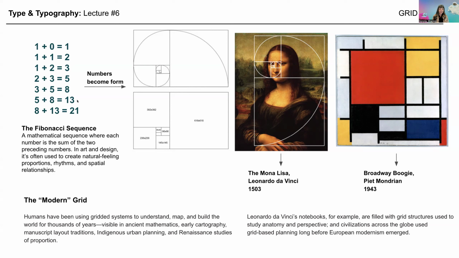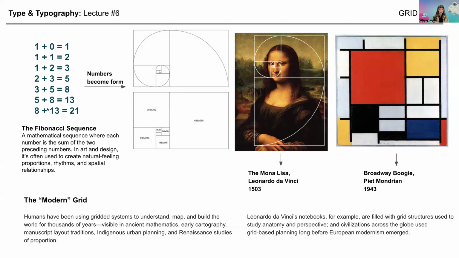Well, this series of numbers can be translated into form. And so what we see here is a 1 by 1 on top of a 1 by 1 equals 2 by 2. And if we add 1 and 2, we get 3, 3 by 3. And if we add 2 and 3, we get 5, 5 by 5. And if we add 5 and 3, we get 8. This is 8 by 8. And if we add 8 and 5, we get 13, 13 by 13.